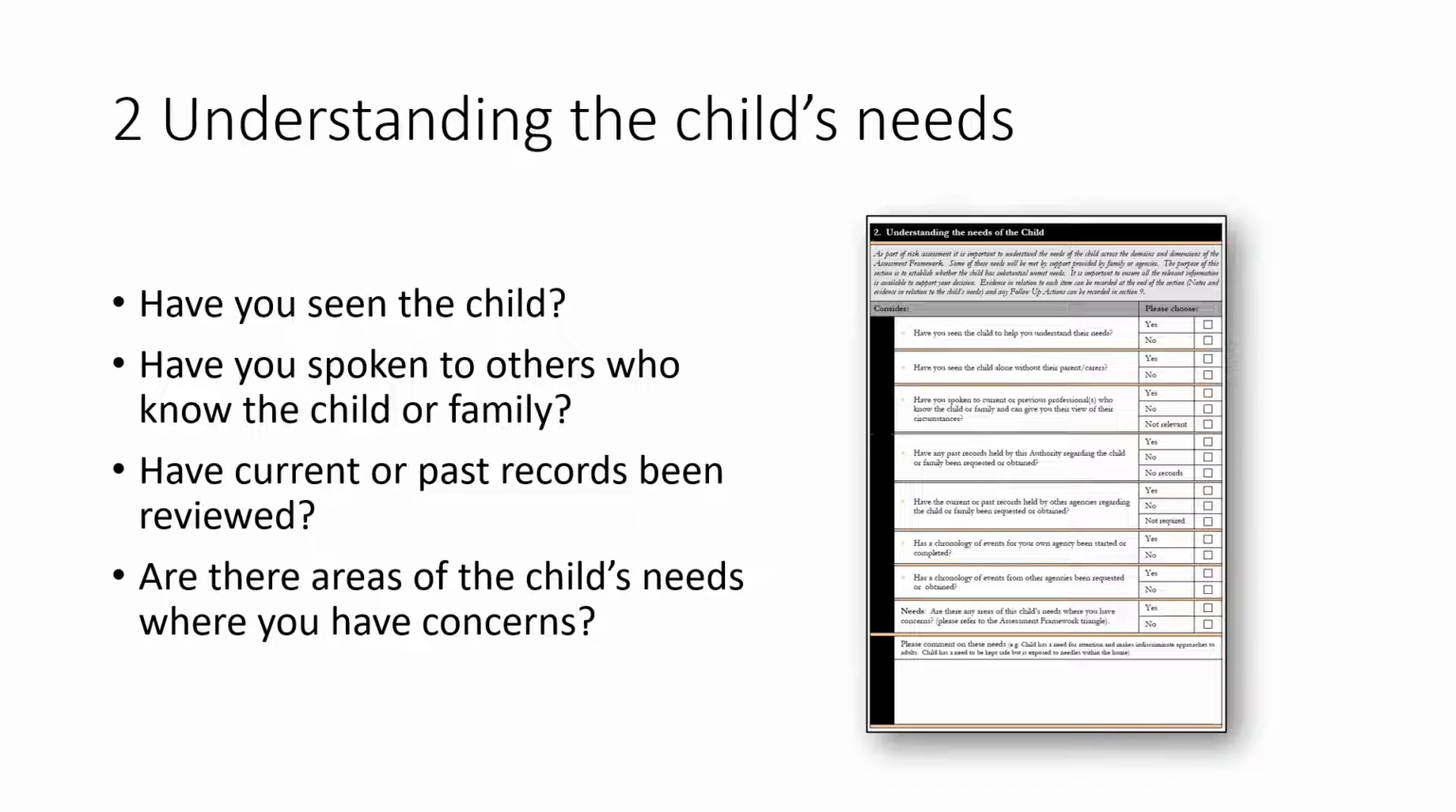Have you spoken to current or past professionals who know the family? Have you reviewed current or past records of your own and other agencies? Have you created a chronology for your own agency or requested one from other agencies? Are there any areas of the child's needs where you have concerns?